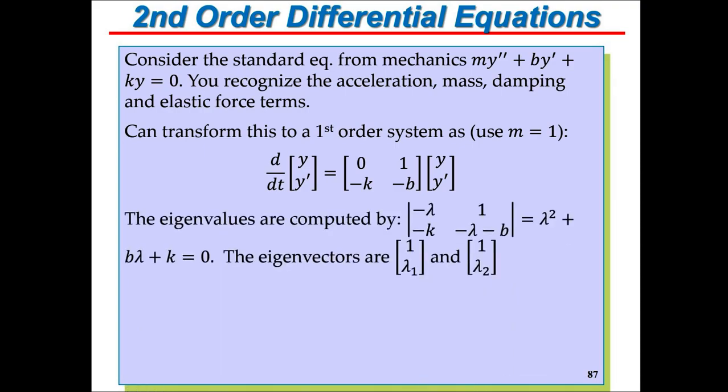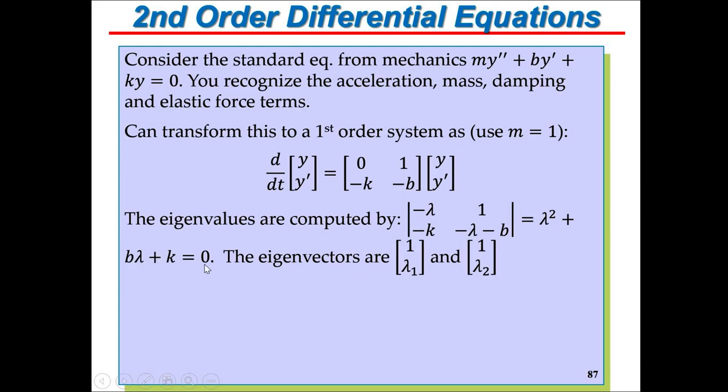So let me find the eigenvalues of this matrix A. So this is my matrix A. So you form A minus lambda I, which is this. So you have this nice characteristic equation. Obviously, it has two lambdas. And you can actually show that if you solve this and you compute lambda 1 and lambda 2, the eigenvectors are (1, lambda 1) and (1, lambda 2). Now, obviously, what type of eigenvalues you get depends on what numbers b and k are.